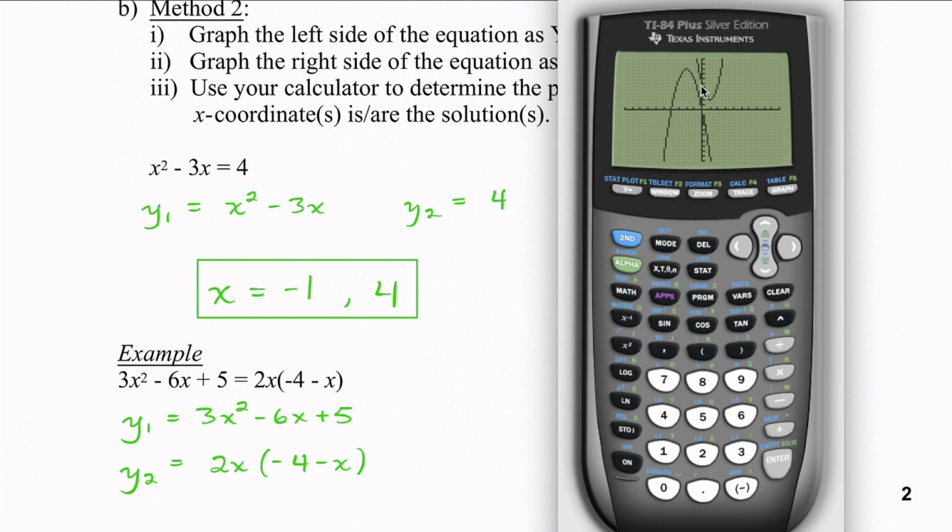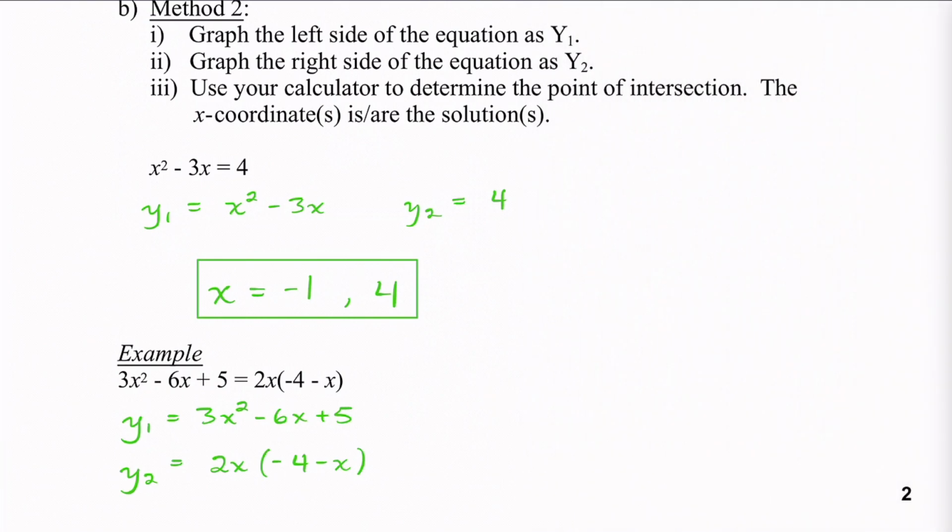So there's no intersection, there's no crossing point, which means there's no solutions or no answer to this problem. So let's write that down. Okay, so some questions can actually have no solution. That just means that there is no x that you can put into here that will make this side equal this side.